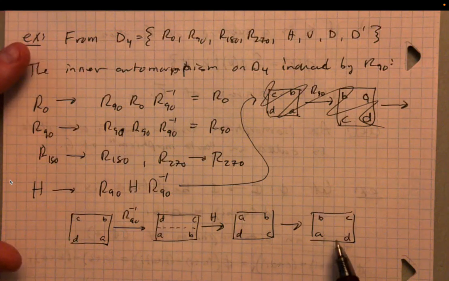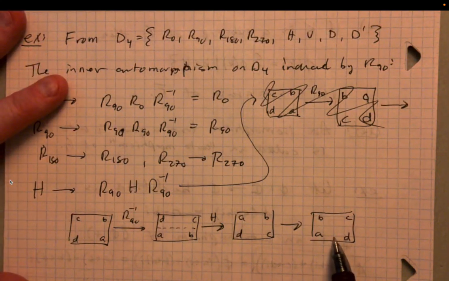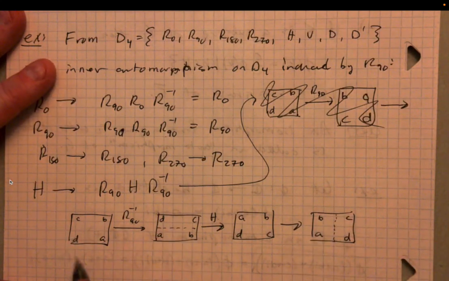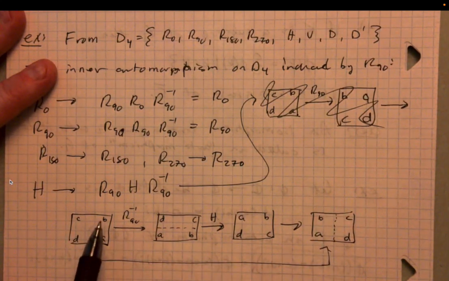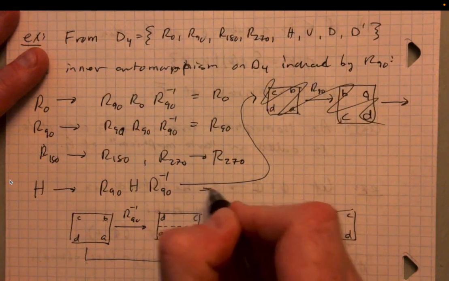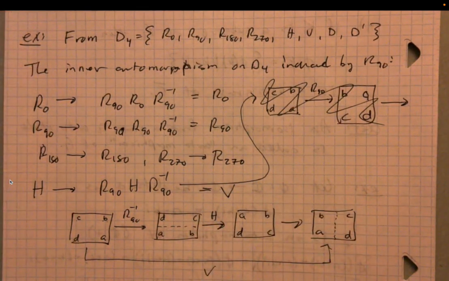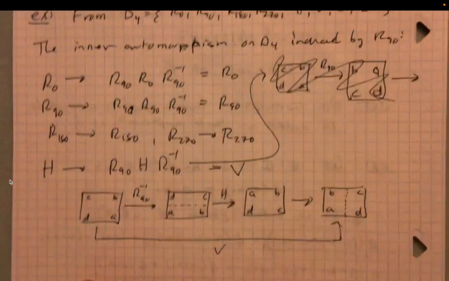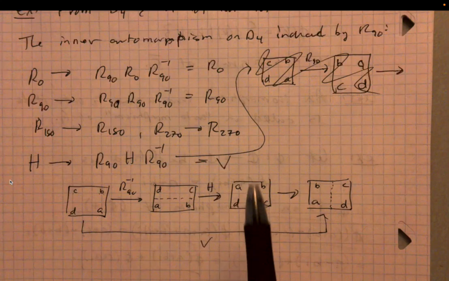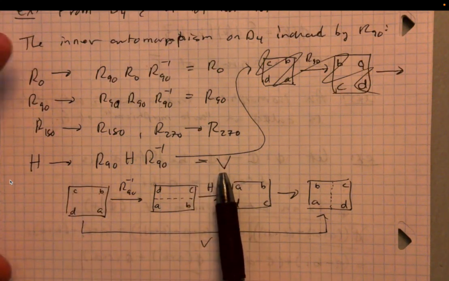Okay, and so what I've really done here is a vertical flip, right? So if I start here and I go straight over to here, you can see that B and C switch places and D and A switch places. So this was really just a vertical flip. So H actually maps onto V inside of this inner automorphism. This inner automorphism of D4 induced by R90 takes H and maps it to V.